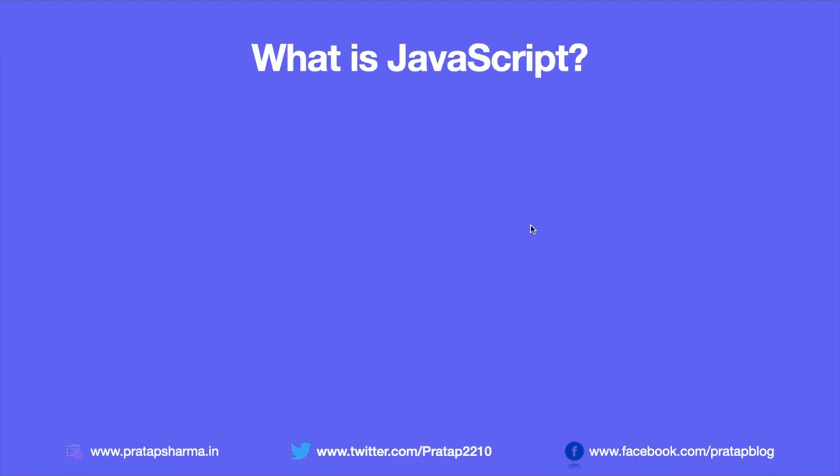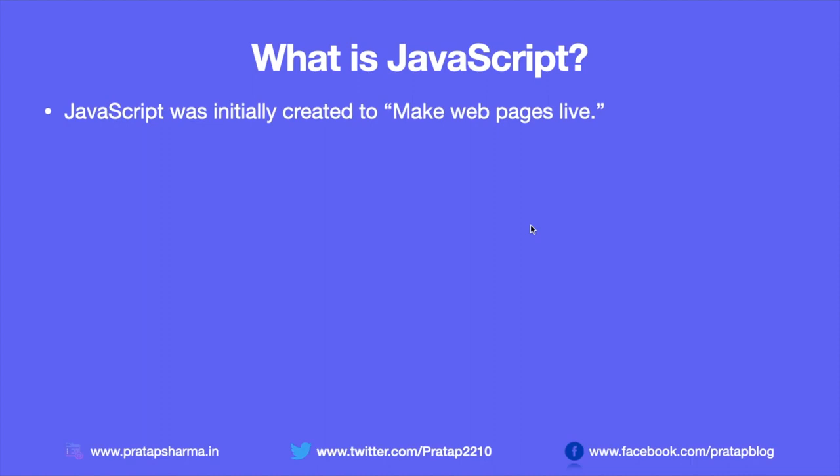Welcome back. So let's understand what is JavaScript. JavaScript is nothing but just a scripting language. It was initially created just to make web pages live. In the early days, before JavaScript was introduced, people used to write web pages using HTML and CSS only.